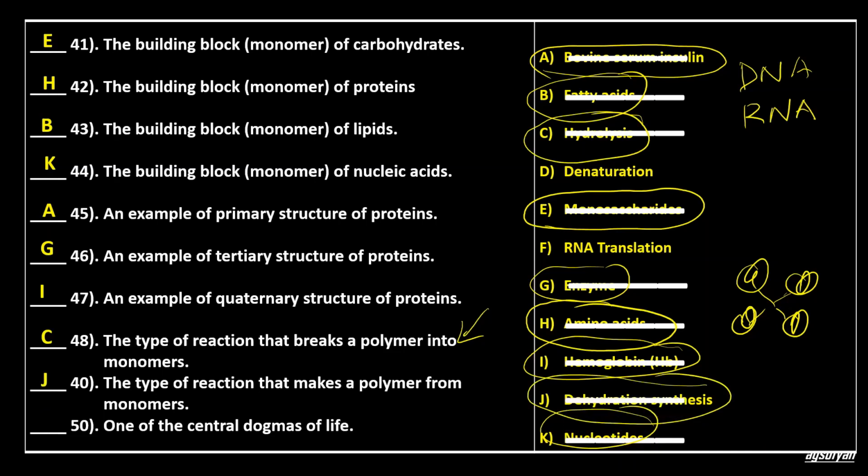One of the central dogma of life. Start from DNA into RNA, and then RNA into proteins. DNA to RNA is called transcription. RNA to protein is called translation. So this is the only choice that we have over here, which is the translation of RNA into protein. So translation.